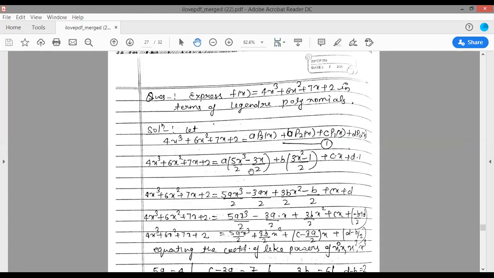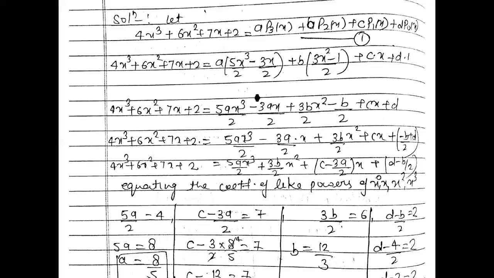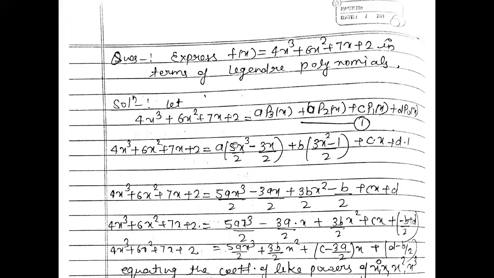Express f(x), this is your 7.5 marks portion. Express f(x) is equal to 4x cube plus 6x square plus 7x plus 2 in terms of Legendre polynomials. To convert this expression into Legendre polynomials, we will write it as follows: the highest order is 3, so a P3x plus b P2x plus c P1x plus d P0x, and here we need to find the values of a, b, c, d.